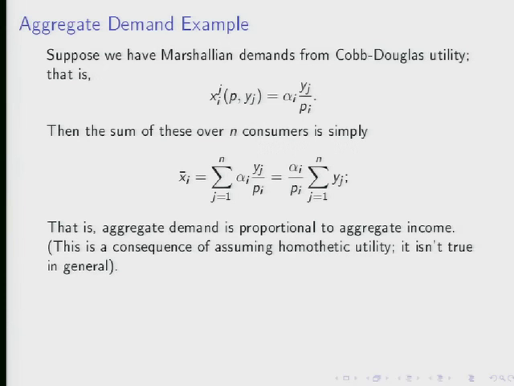Okay. And so that's interesting. That tells us that for these kinds of demands, at least, aggregate demand is just a linear function of aggregate income. So that's a useful property. It's not something which is satisfied for all preferences, for sure. This is a special property which is satisfied only for homothetic kinds of utility functions. But it's nice nonetheless. Okay, questions about that?